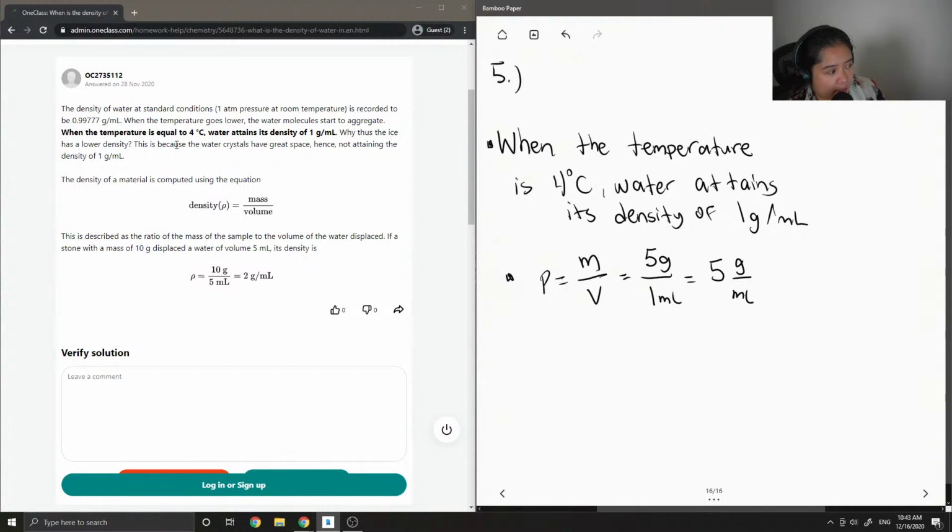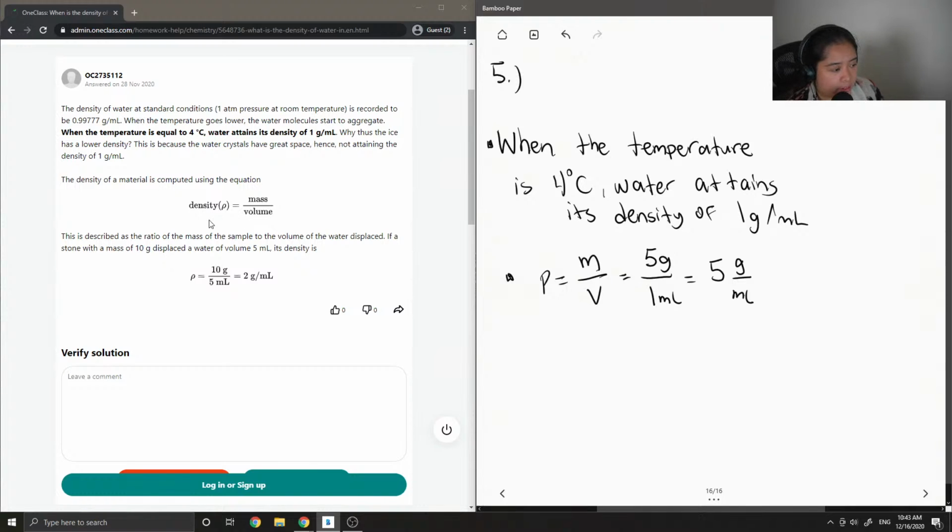Why does ice have a lower density? This is because the water crystals have great space, hence not attaining the density of 1 gram per mil. Density of a material is computed using the equation density is equal to mass over volume. So going back to that ice question, since they have a much greater volume, when you divide mass by volume, ice tends to be less dense than liquid water.